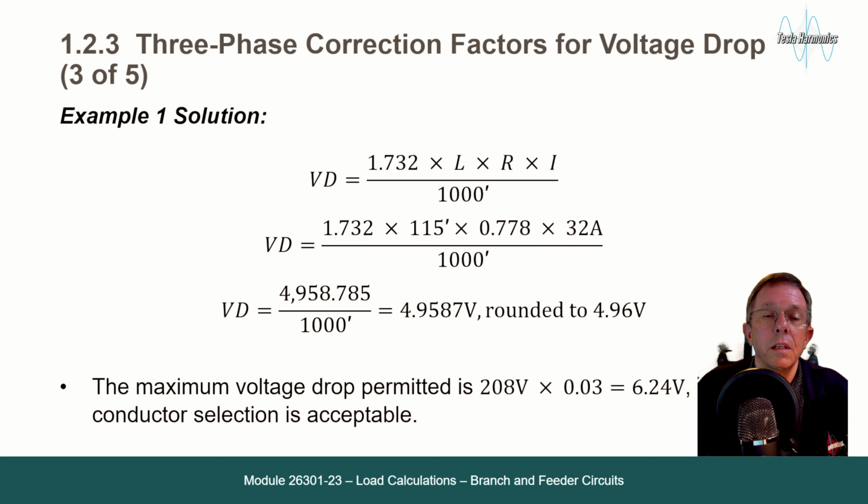Voltage drop equals 1.732 times L times R times I divided by 1,000. Voltage drop equals 1.732 times 115 foot times 0.778 times 32 amps divided by 1,000 foot. Voltage drop equals 4,958.785 divided by 1,000 foot equals 4.9587 volts, rounded to 4.96 volts. The maximum voltage drop permitted is 208 volts times 0.03 equals 6.24, so the conductor selection is acceptable.